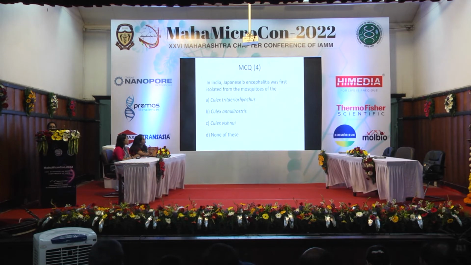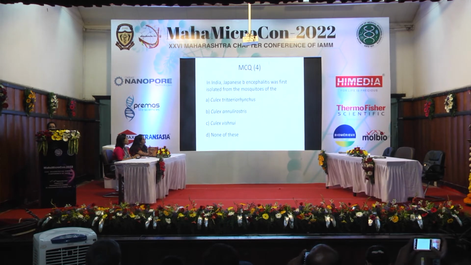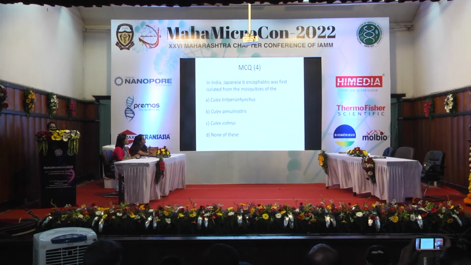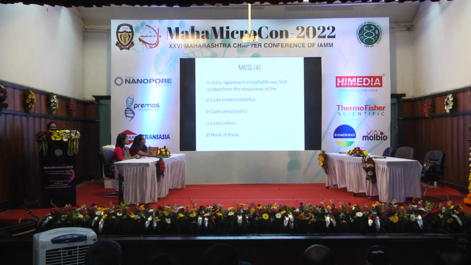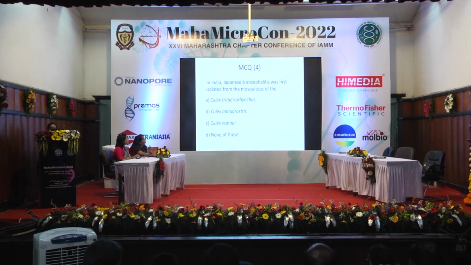In India, Japanese encephalitis virus was first isolated from the mosquitoes of which of the following? Culex tritaeniorhynchus, Culex annulirostris, Culex vishnui, or none of the above.